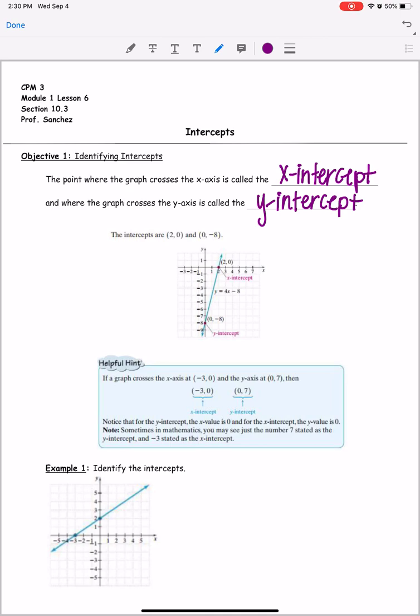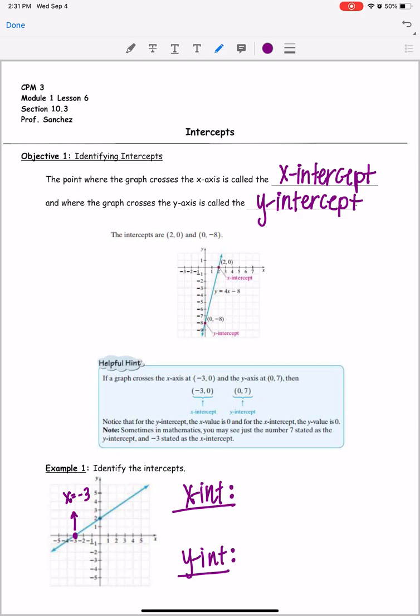So example 1, identify the intercepts. So we have an x-intercept and a y-intercept. Now, sometimes you're going to have more than one. Sometimes you're not going to have one. So it just kind of depends. But on this one here, here's your x-axis. So your x-axis is going horizontally. So where is this blue line crossing your x-axis? That is right here. And so this is x equals -3.